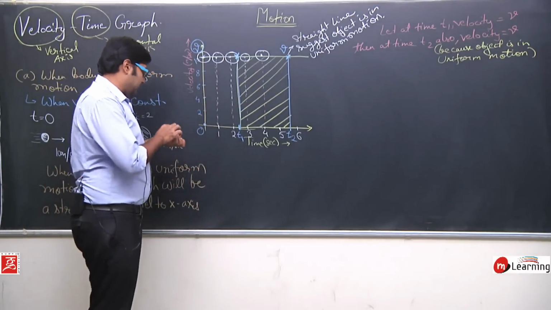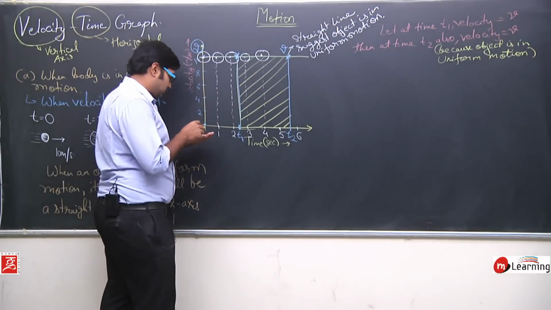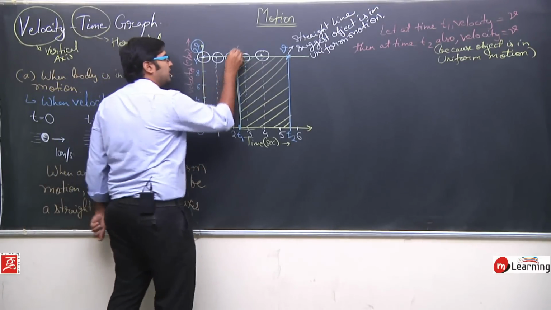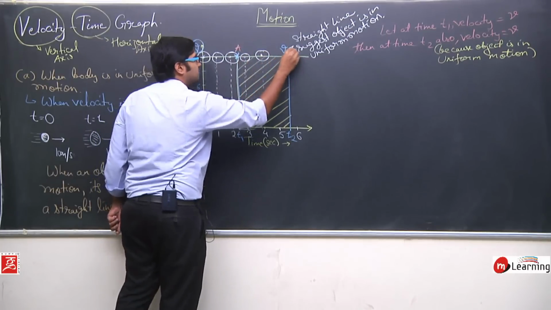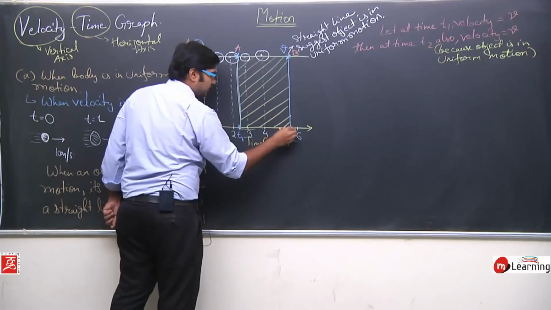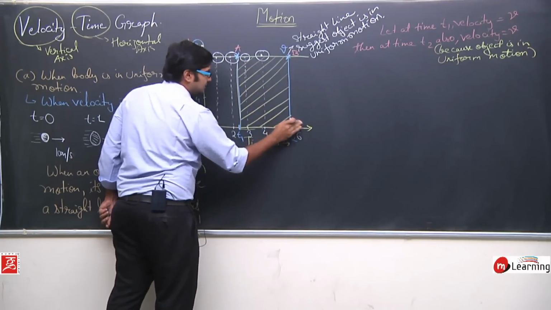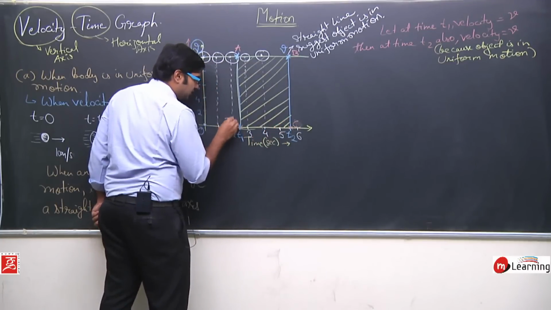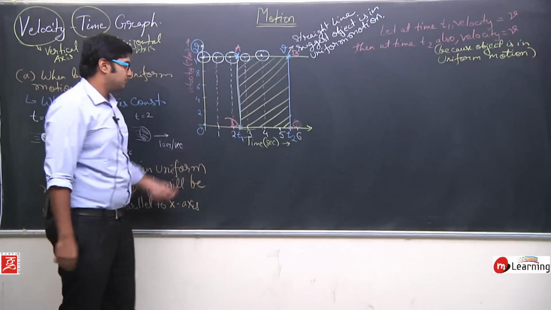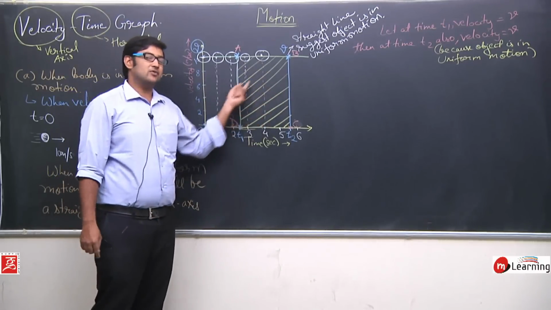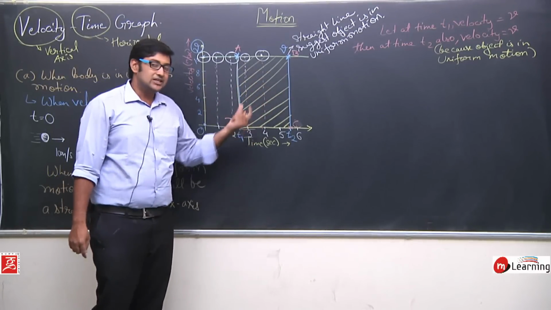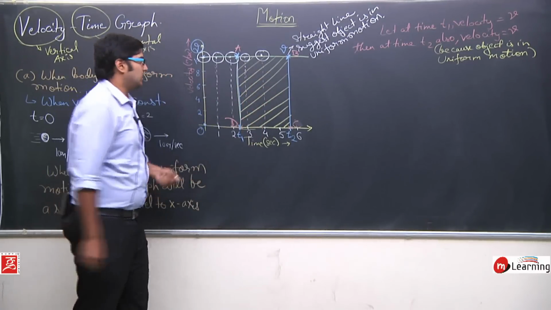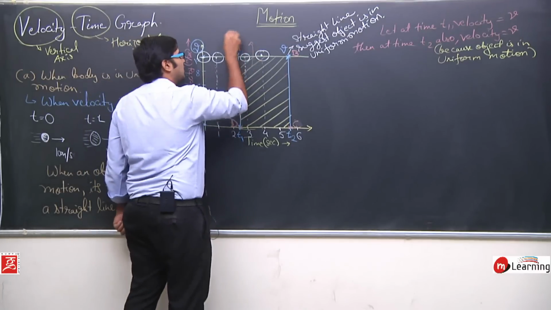Let us assume this is point A, this is point B, this is C, and this is point D. So these are the 4 points A, B, C and D. Okay, we have marked this. Now what kind of figure is this? This is basically a rectangle.